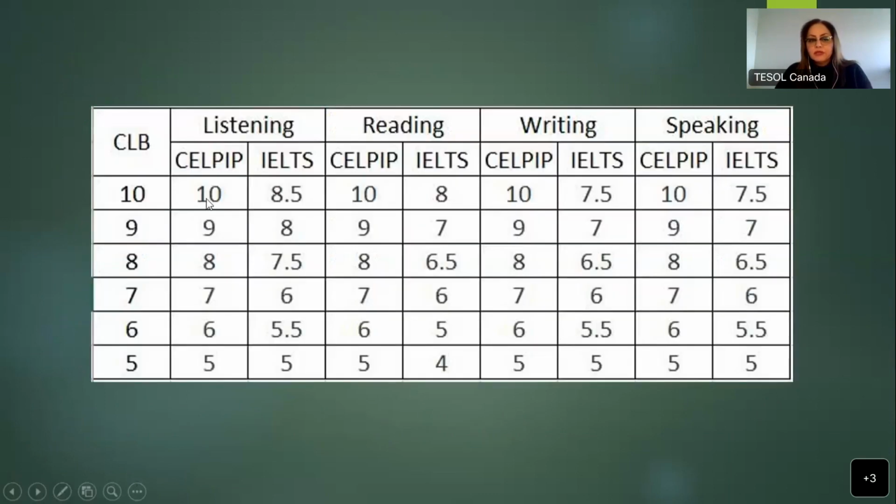Okay, so you can compare the grades in CELPIP and IELTS. So 10 means 8.5, and 9 is 8, in listening. So 10 in reading is like IELTS 8, and 10 in writing is like 7.5 in IELTS, and speaking 10 means 7.5.